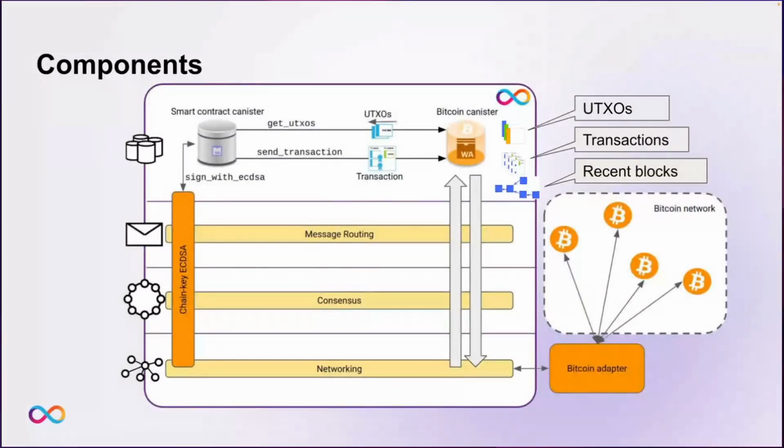The first component is the Bitcoin canister. The Bitcoin canister lives on a Bitcoin activated subnet and is implemented as a completely regular but NNS managed WASM canister. And it's made accessible to other canisters via the management canister, as I mentioned already. The BTC canister holds the on-chain Bitcoin-related state, so the UTXO set, outgoing transactions, and the most recent Bitcoin blocks.